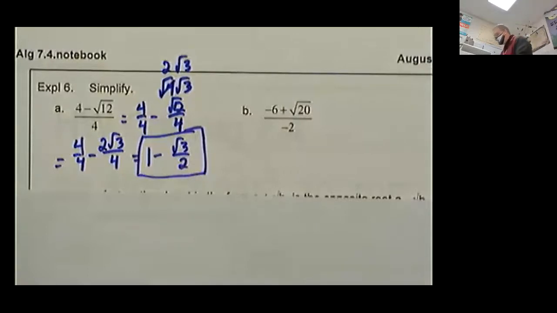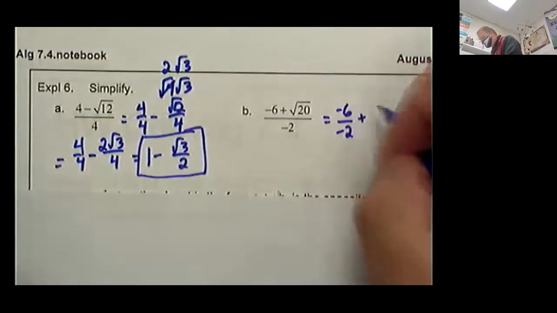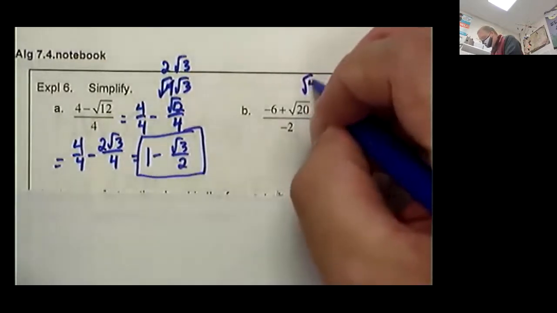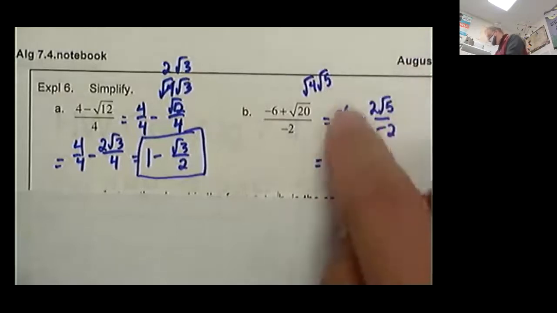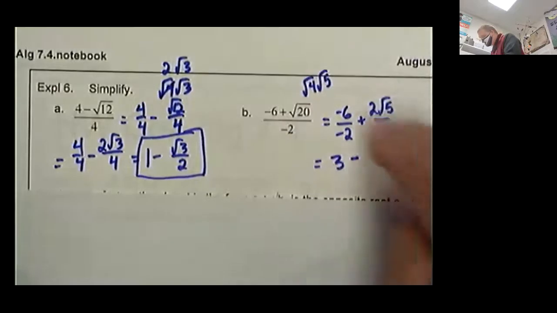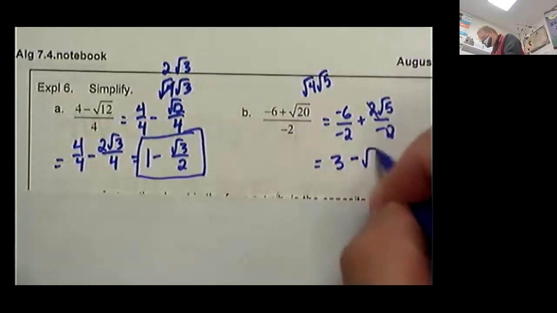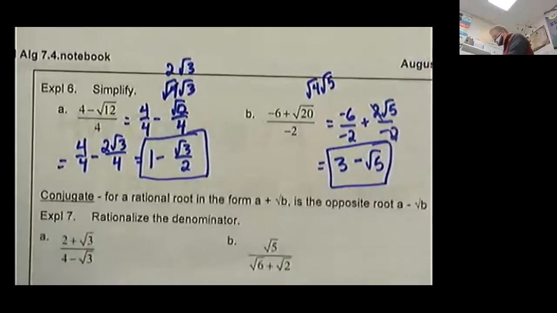Letter B, we're going to do the same thing. We're going to break this up to make it -6 divided by -2 plus root 20 over -2. Let's go ahead and simplify root 20. That's the square root of 4 times square root of 5, which is 2 root 5. We can do the divisions. -6 divided by -2 is 3, minus, positive divided by negative is negative, minus. The 2's cancel, leaving root 5.